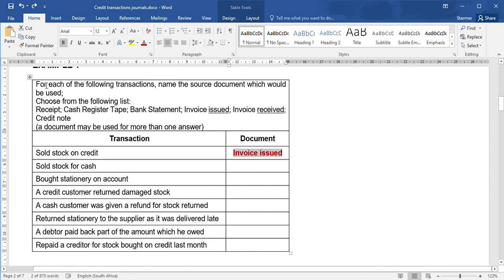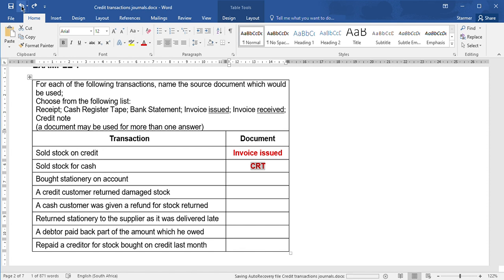If we sell stock for cash, your source document for cash sales is a cash register tape. Remember, it can't be a receipt. There's no way you can write down all the individual items that we're selling. So rather we scan the items, and then the copy of the cash register tape stays behind, and we use that to draw up our CRJ.